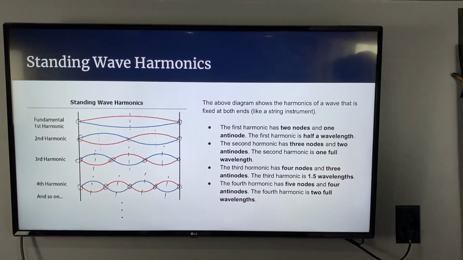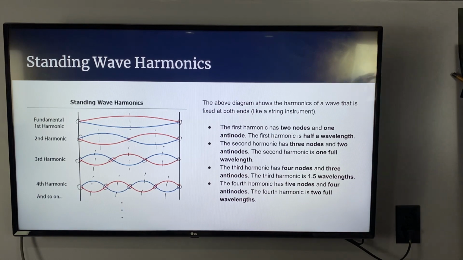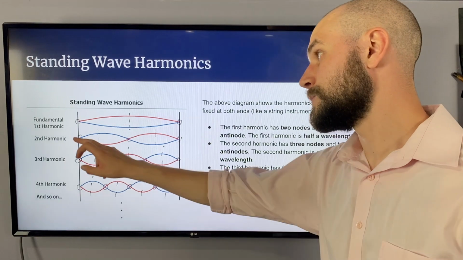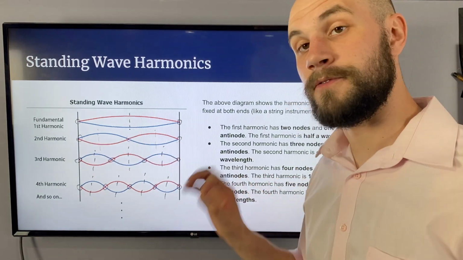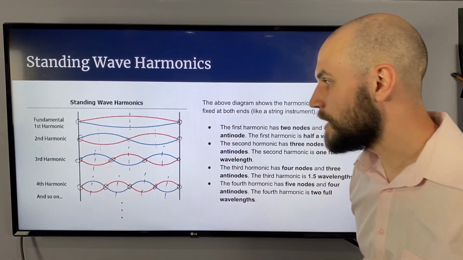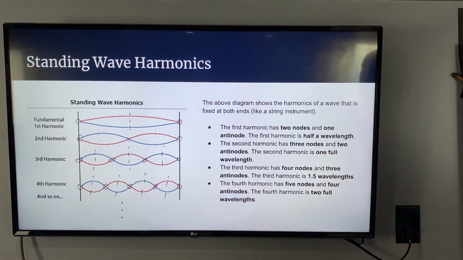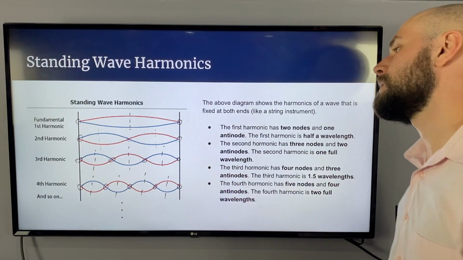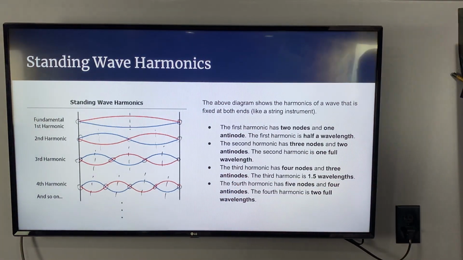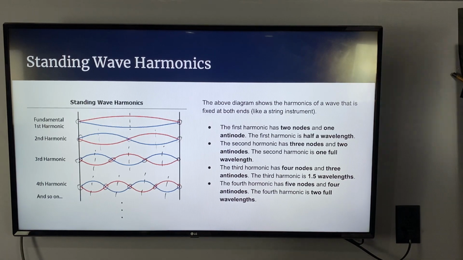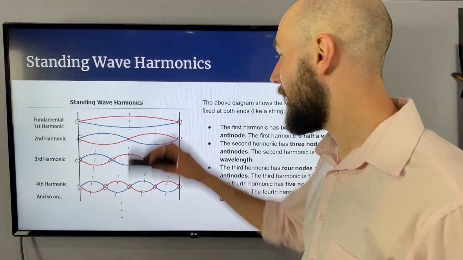Okay. Now notice how many wavelengths are in each one of these. Here's half a wavelength. Here's a full wavelength, because we come up and we come back down. But for the third harmonic, we end up with 1.5 wavelengths. Fourth is 2 wavelengths. And here on the side, we're just describing how many nodes, how many antinodes, and how many wavelengths occur for each one of these harmonics, these standing wave patterns.